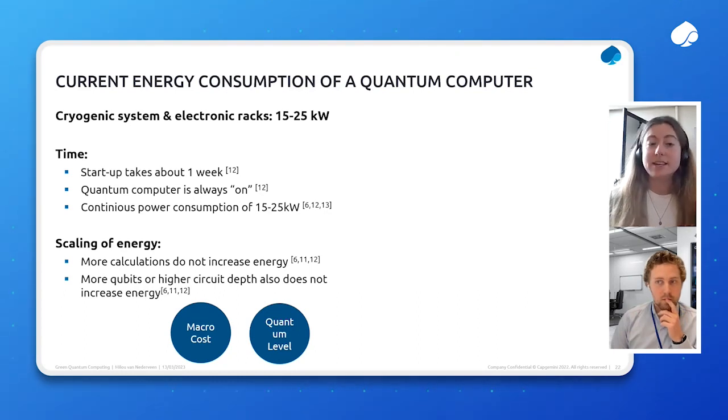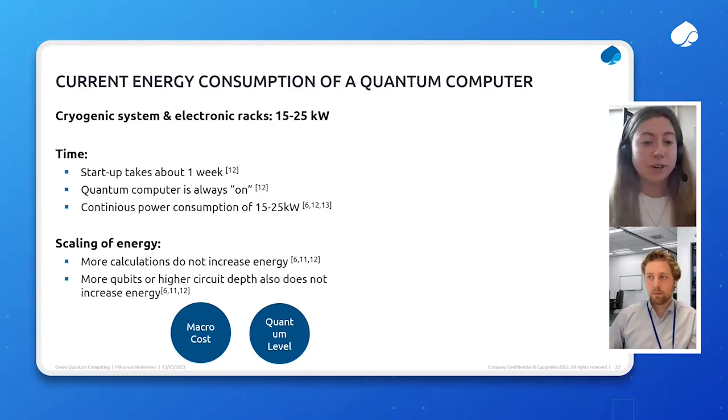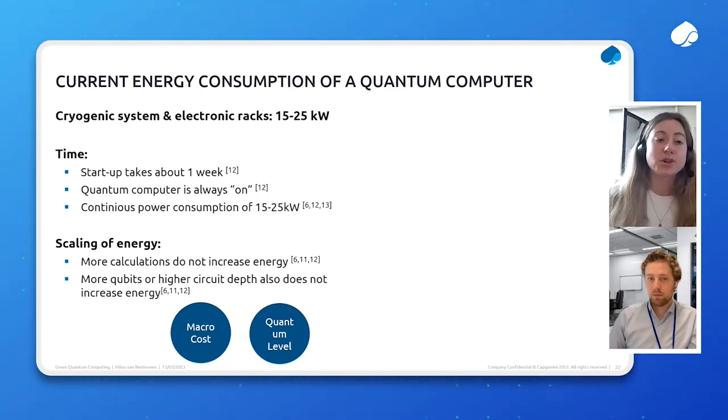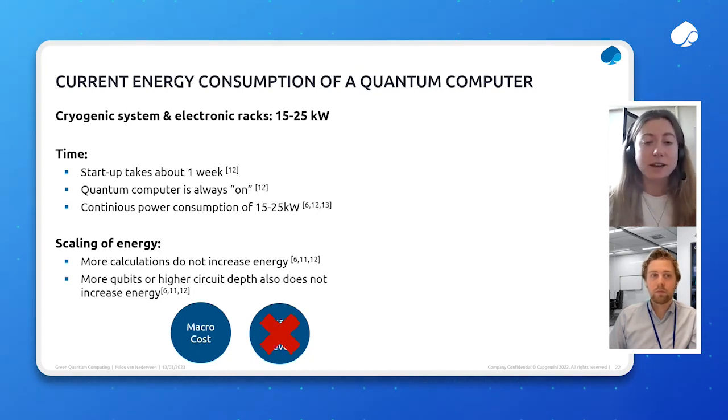At the same time, the scaling does give opportunities, because more calculations do not necessarily increase the amount of energy, and also increasing the number of qubits or the circuit depth does not increase energy. So we can see that we have this macroscopic cost that's very big, but the quantum level doesn't really affect it. Now that's for how the current energy consumption looks.